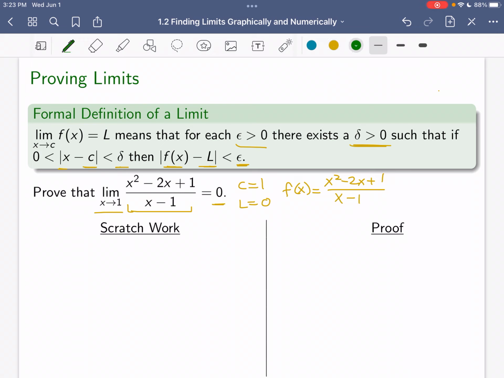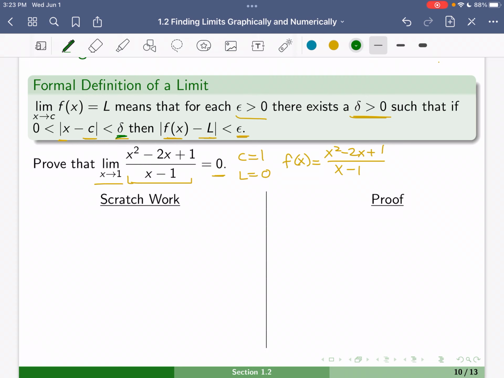Now to prove this, really what we need to do is figure out what choice of delta we need to make in order to make our f of x minus L be less than epsilon, regardless of what epsilon we choose. So we have some scratch work that we will do. It's not part of the formal proof, but it's stuff that we do over to the side.